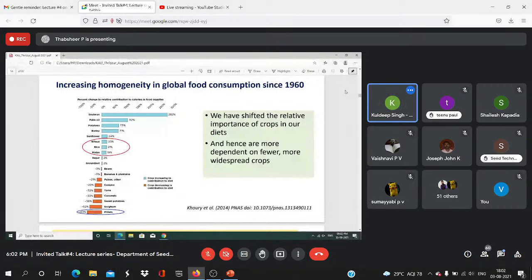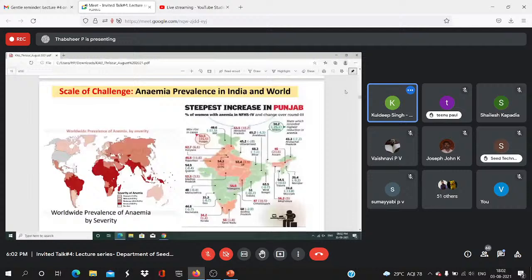Now, having said that, how is this impacting our population? This is data from the National Family Health Survey 4 that was published in 2018, so it's data between 2006 and 2016. Of course, 2021 data has been released, but it's a partial release, not a complete release, because of COVID.